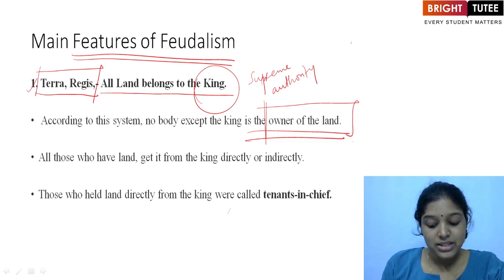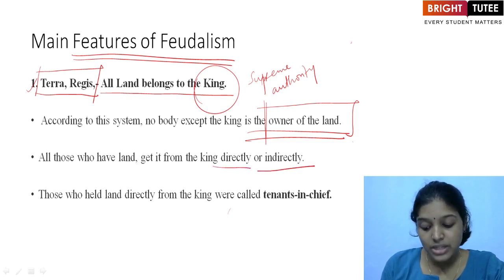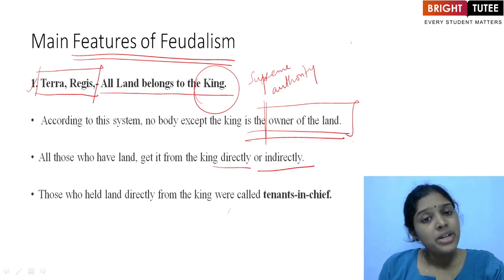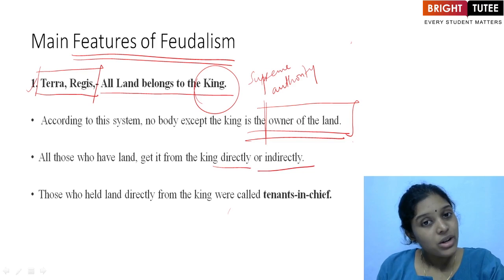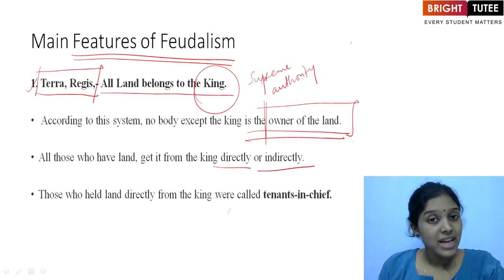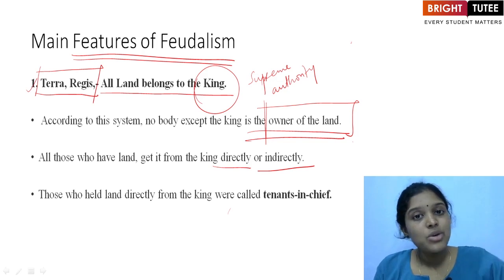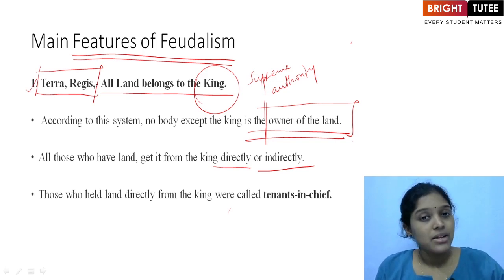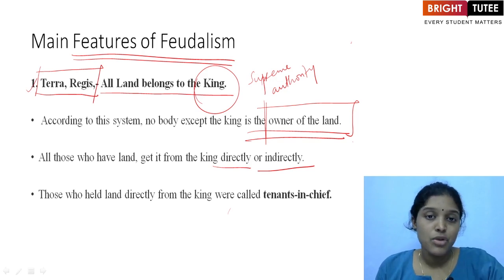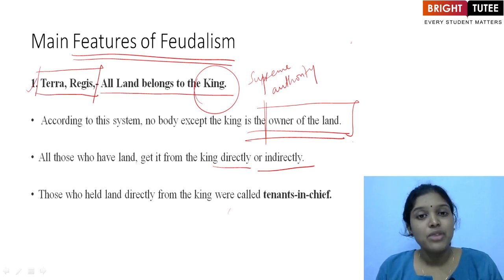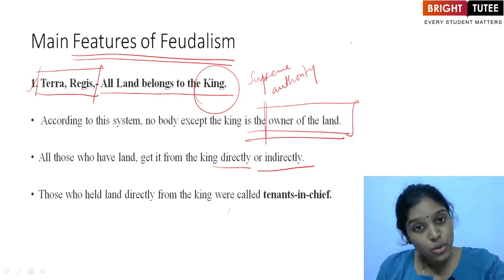All those who have land get it from the king directly or indirectly. Whoever is getting land is getting it from the king. Some may get it in a direct form, that is, the king hands over the land to the man, and some will get it in indirect forms. A man who has got the land from the king will then subdivide it and give it to other people. In that way, that person is getting land not directly from the king but from someone who got the land originally from the king.